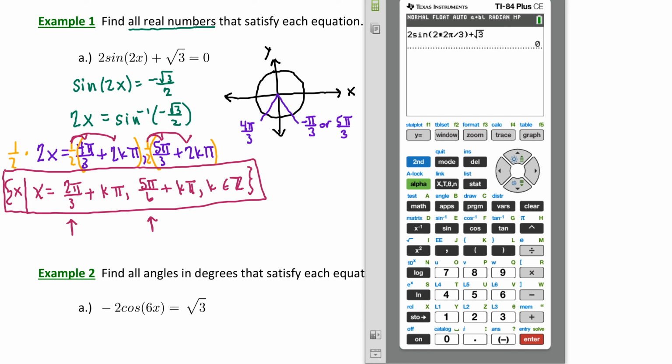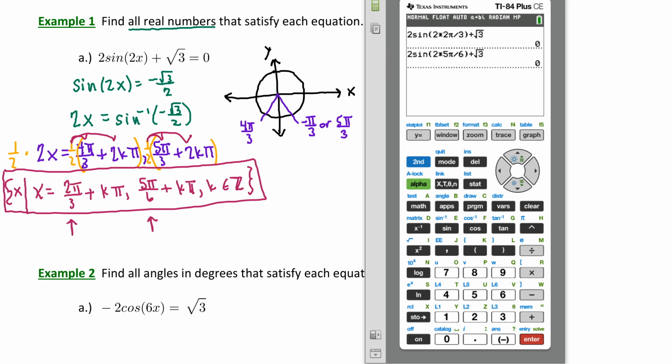So plugging in 2 pi over 3, we can see that the equation is balanced. Now I'm going to do a shortcut here. Second entry recalls everything that I just typed in. And then I'm going to go change my angle to our second option here, 5 pi over 6. And that one balances as well.